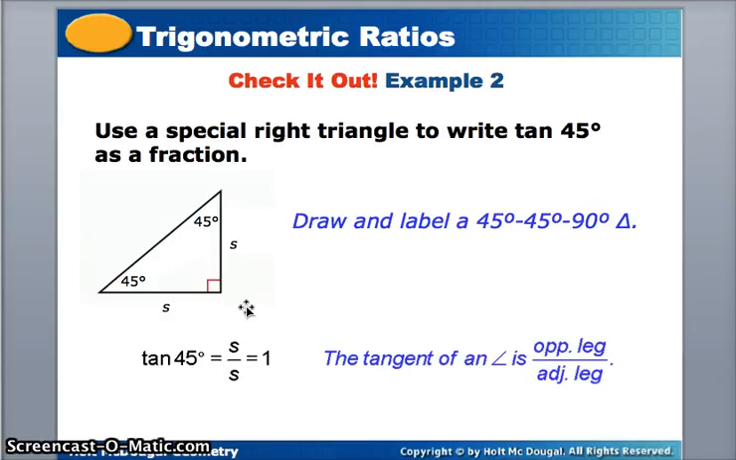Okay, moving into example 2, use a special right triangle to write tangent 45 as a fraction. Alright, so remember in a 45-45-90 triangle, the two legs opposite the 45 degree angles are the same length. Does not matter which 45-degree angle you choose. Opposite over adjacent will be S over S, which simplifies to 1.